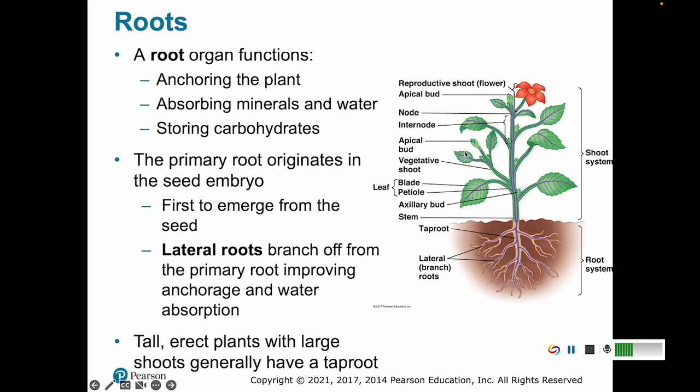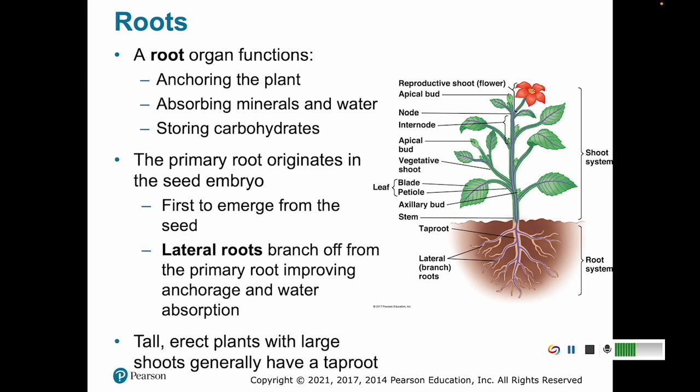So as the leaves are performing photosynthesis, those sugars that the leaves create can be sent back down to the roots and stored there. Roots start creating the primary root in the seed embryo. So that is the first thing that emerges from the seed. And then from that primary root, lateral roots will branch off. And those lateral roots help improve the anchorage in the soil and help improve water absorption.